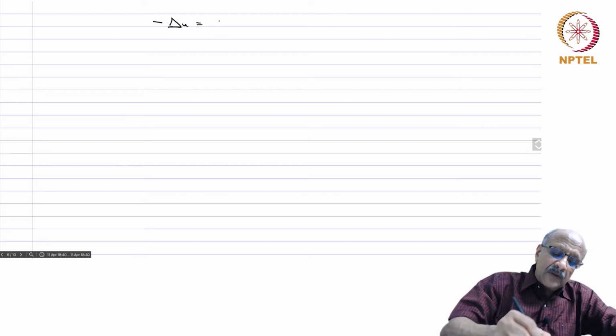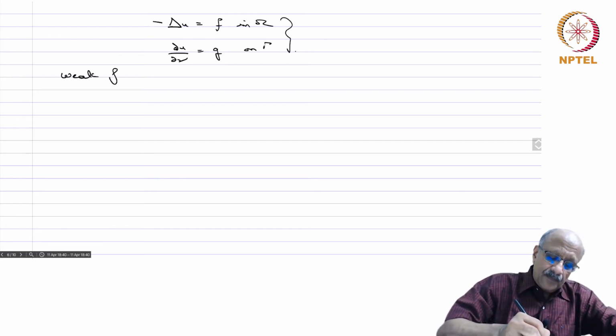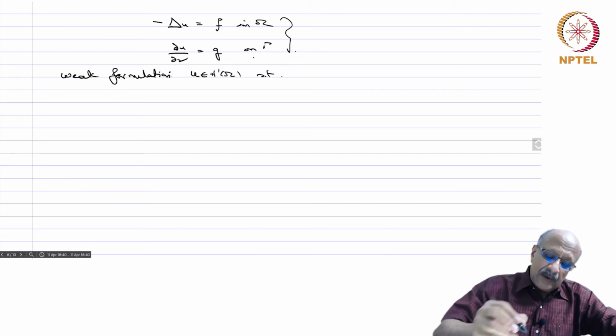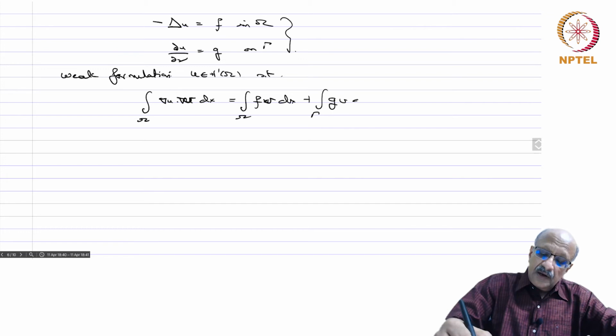So if I have −Δu = f in Ω and ∂u/∂ν = g on Γ, then the weak formulation will be: u in H1(Ω) such that, again you multiply, integrate by parts, and write everything, ∫_Ω ∇u · ∇v dx = ∫_Ω f v dx + ∫_Γ g v dσ for every v in H1(Ω).